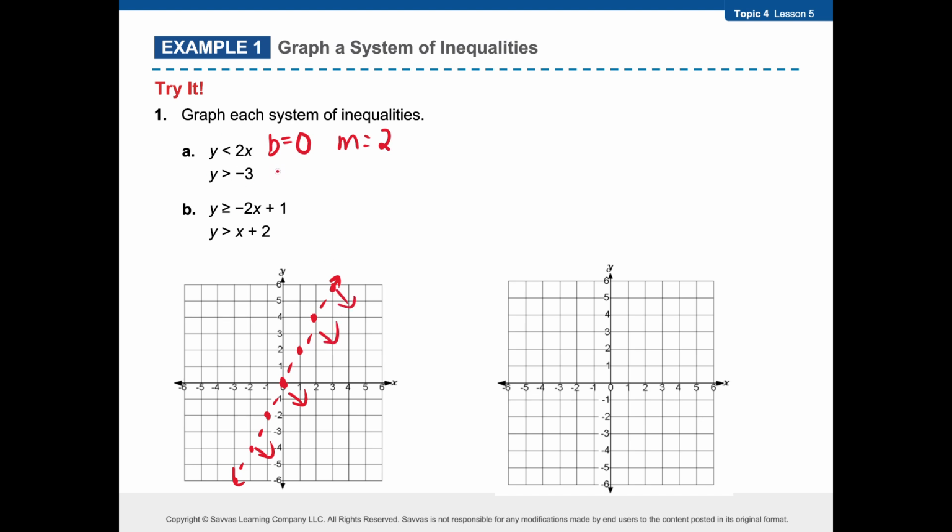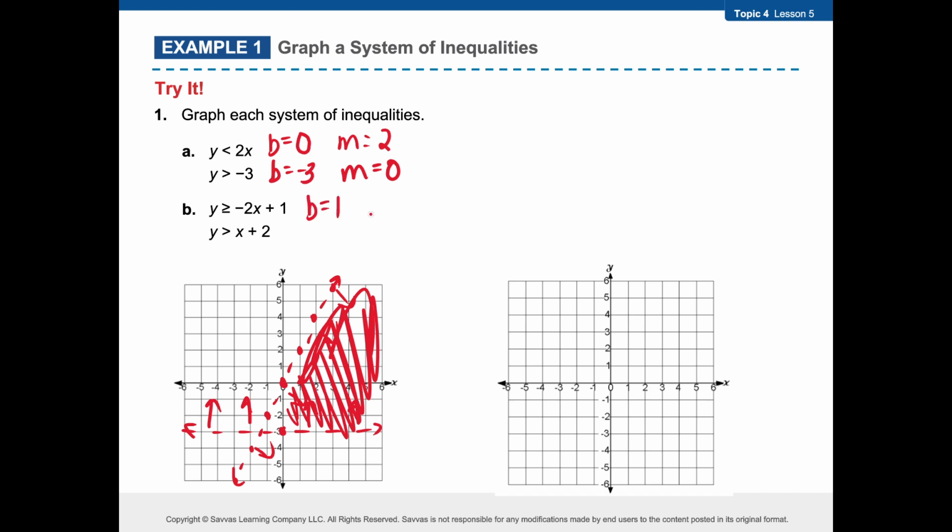Next, my b here is -3, and my slope is 0. That makes it a horizontal dashed line. Things greater than -3 are shaded above, and my two arrows come into contact right in here. So any ordered pair in this darkened area would be a solution.